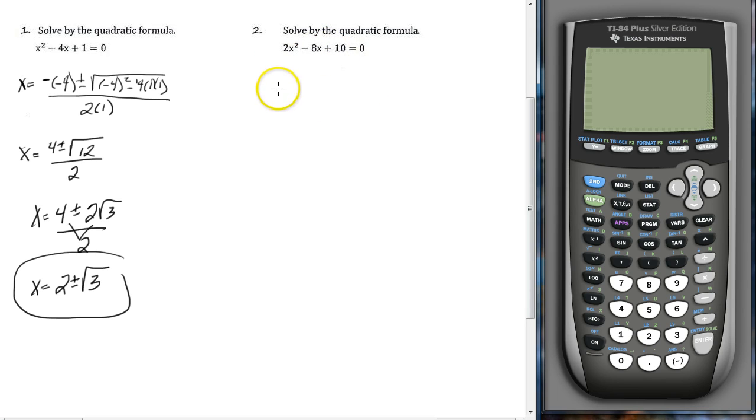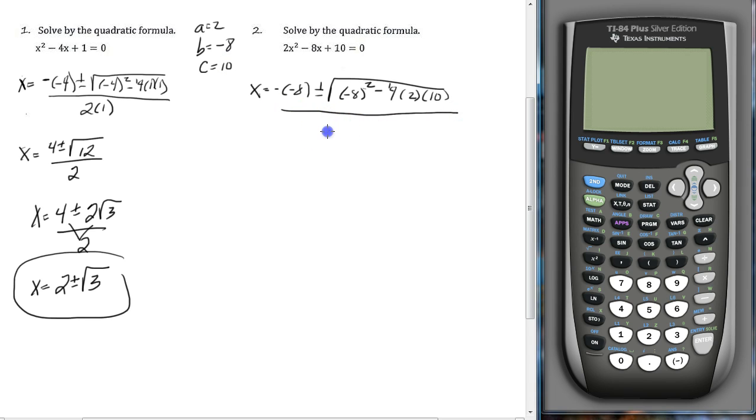Let's try it again. Solve by the quadratic formula. So x equals negative parentheses negative 8 plus minus radical negative 8 squared minus 4 times 2 times 10. Just remember, watch it now. For this problem, a is 2, b is negative 8, and c is 10. So just be careful. And downstairs we got 2 times 2 in the denominator.